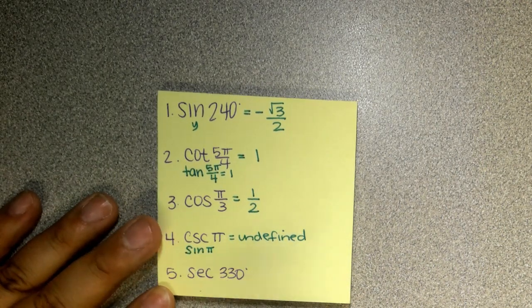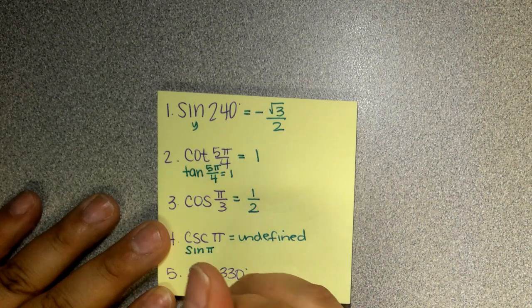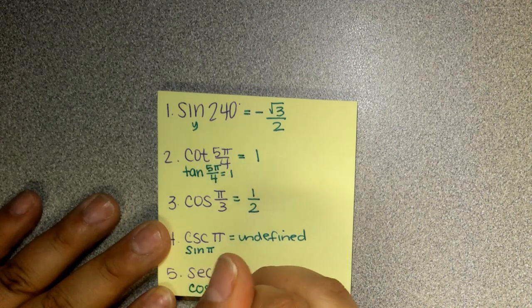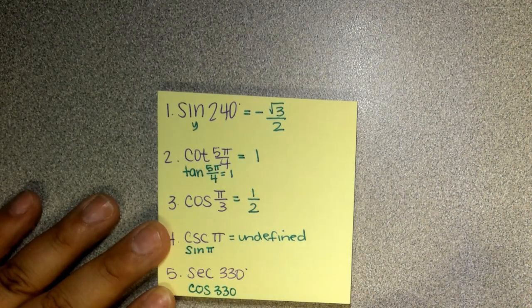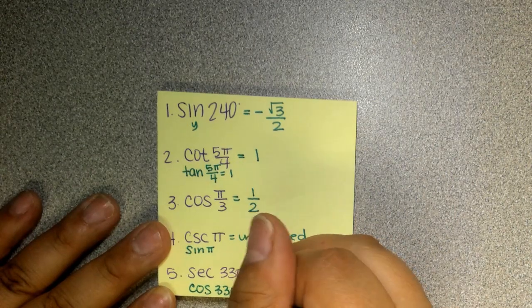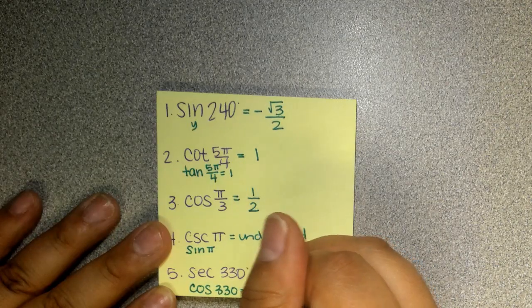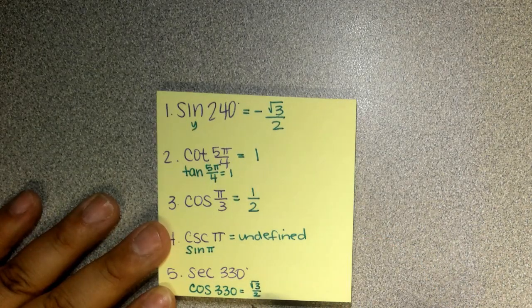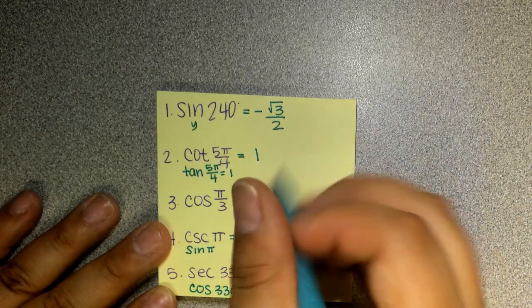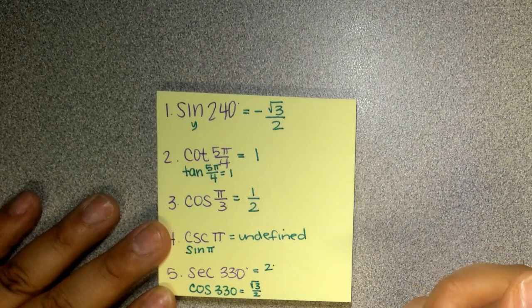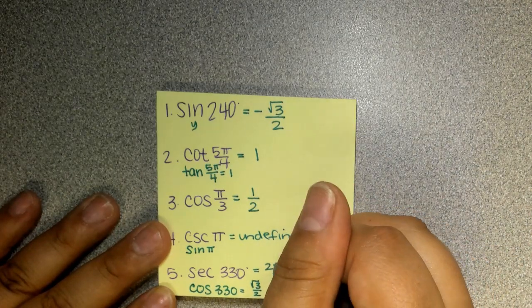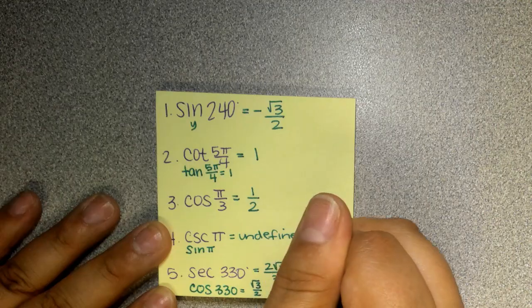The secant of 330. What is the reciprocal of secant? What is the cosine of 330 degrees? Positive root 3 over 2. What's the reciprocal of root 3 over 2? No. Gotta rationalize it. Bam.